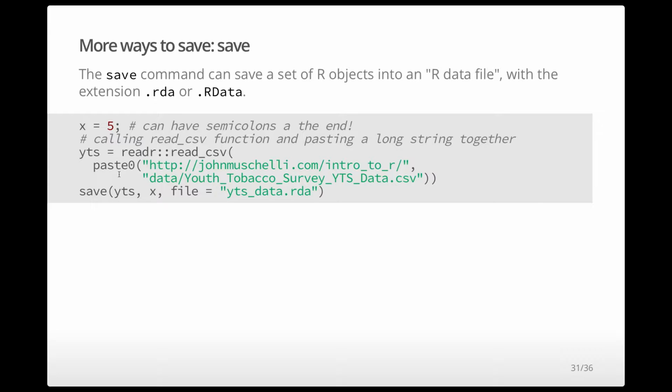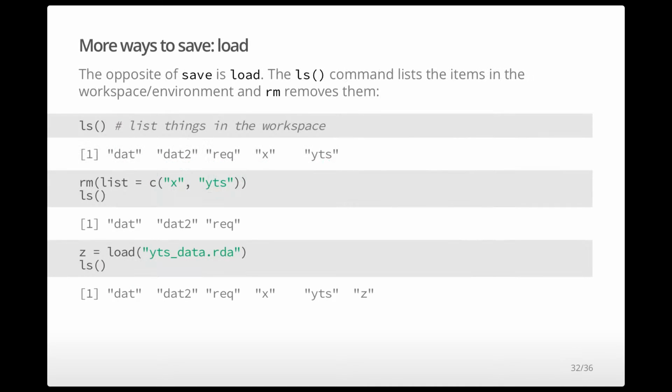But again, it's not the same way where one file contains one data set. That's not the way this works. It can have data sets, it can have vectors, it can have models. Anything that is an R object, you can save it out.